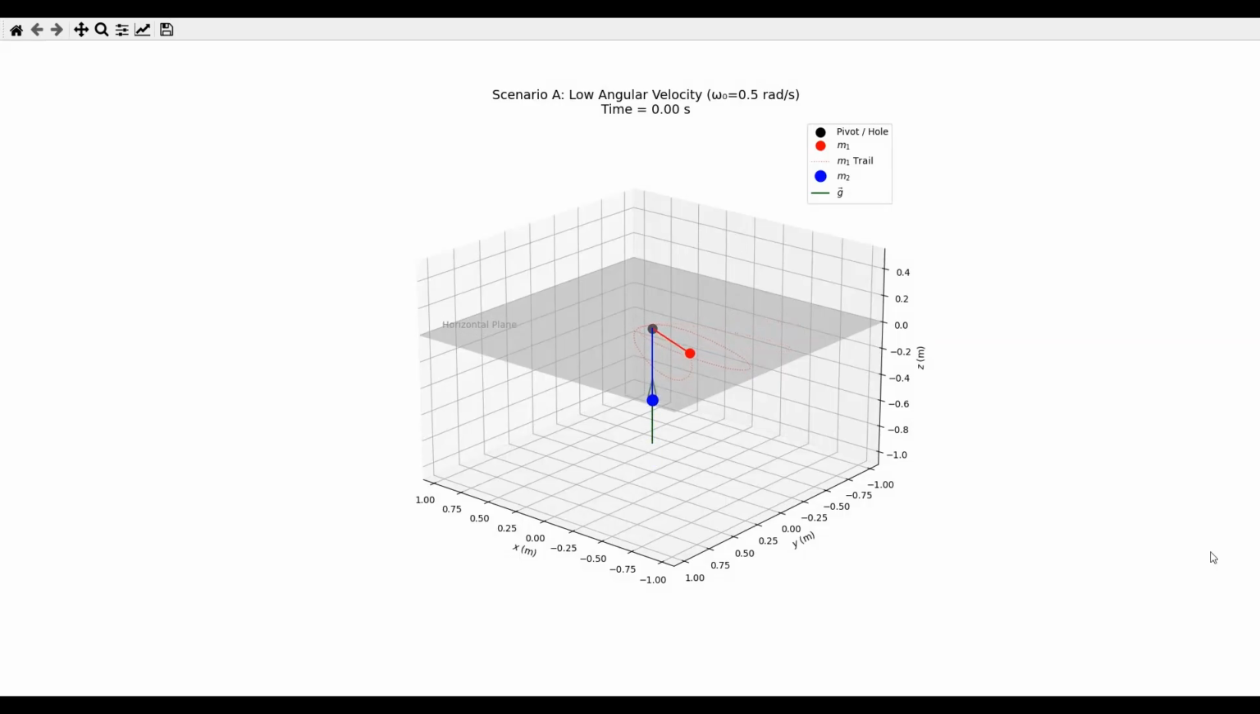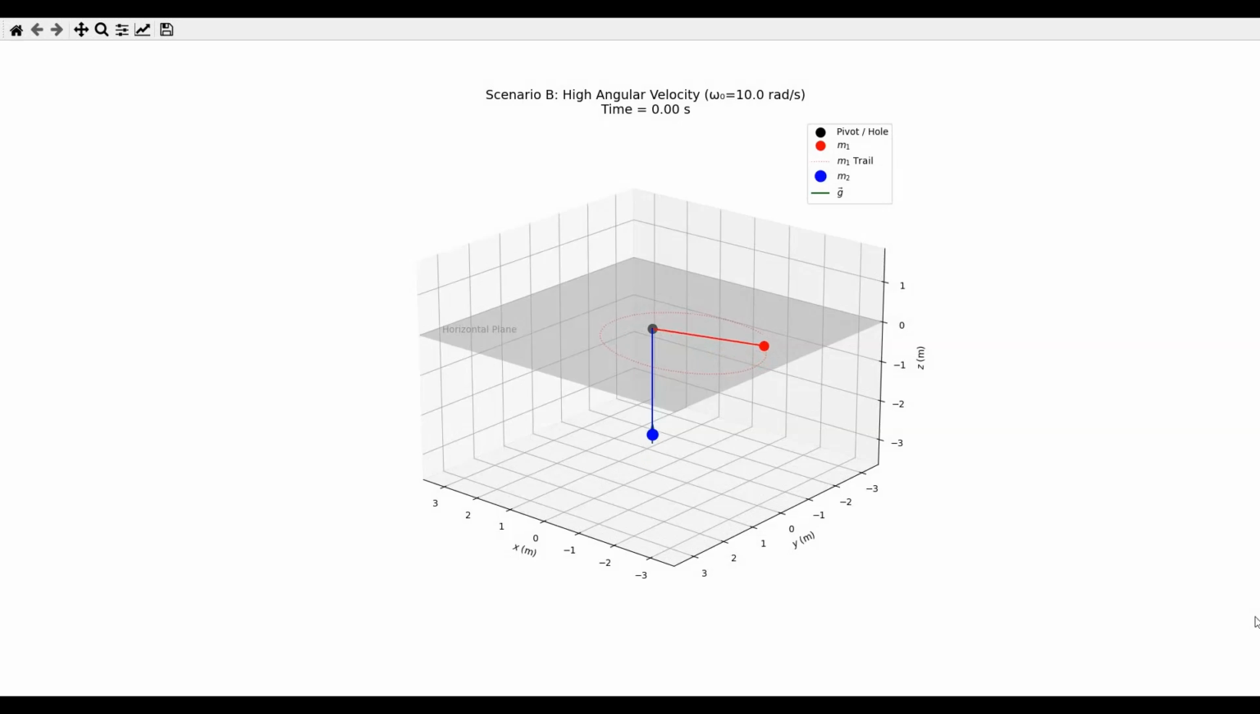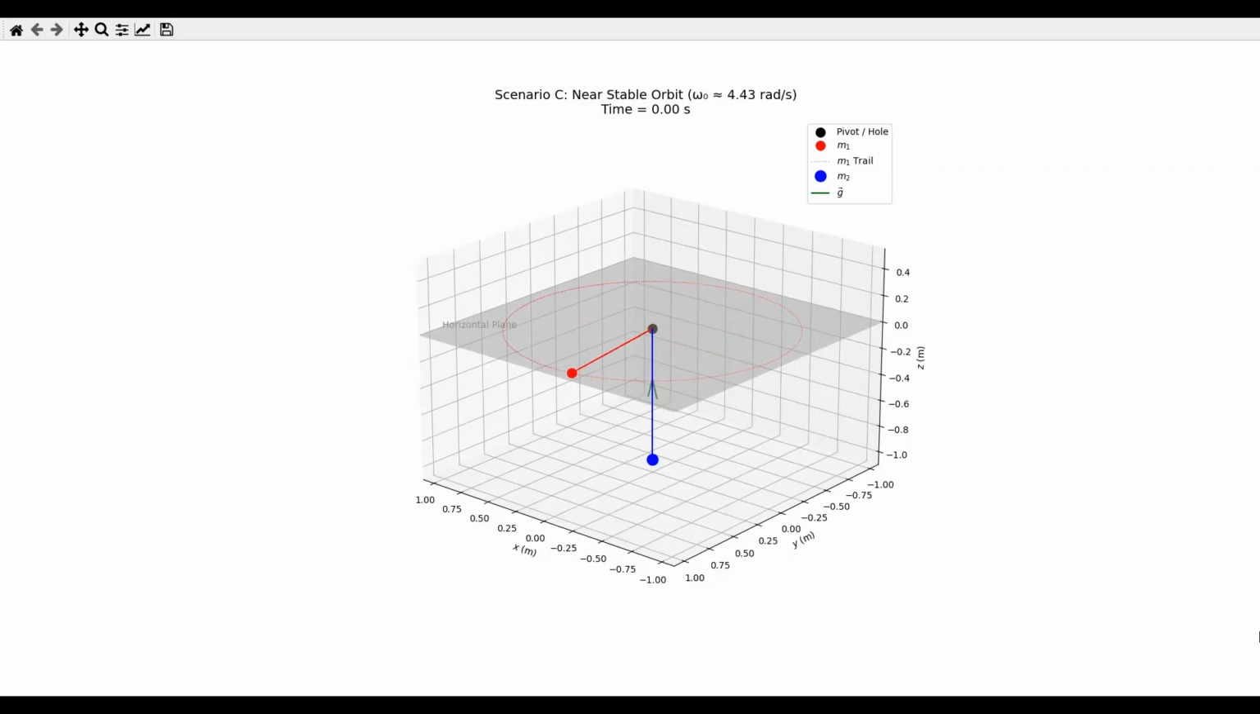Second, what if the velocity is too high? Now, the centrifugal force is way too strong. It flings the mass outward, and you get this wild, continuous oscillation where it just keeps overshooting that perfect balance point. And finally, you get that perfect orbit.